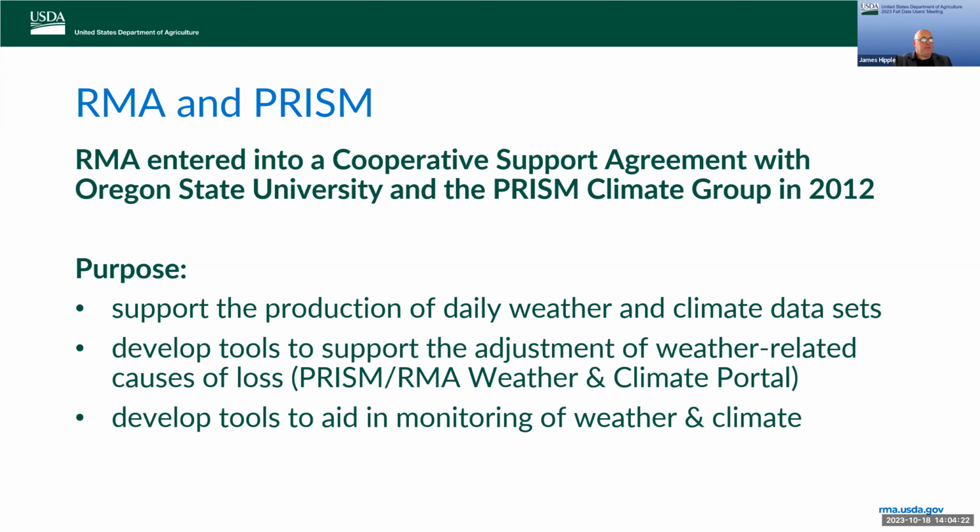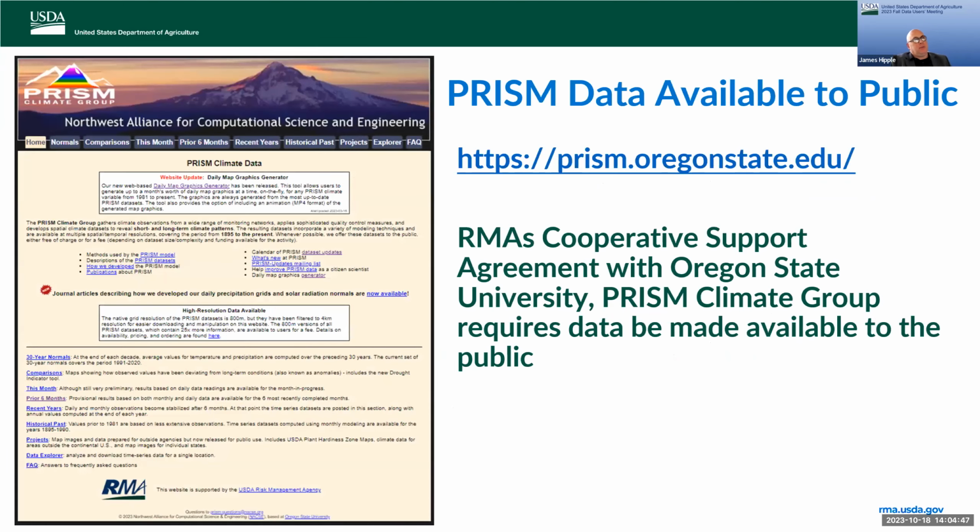And we do this and provide information and tools to both RMA and the approved insurance providers and their adjusters through something called the PRISM RMA Weather and Climate Portal. As part of that agreement, we required PRISM to actually continue to make the PRISM data sets available to the public. And we'll talk a little bit about the access of PRISM data through the public portal.